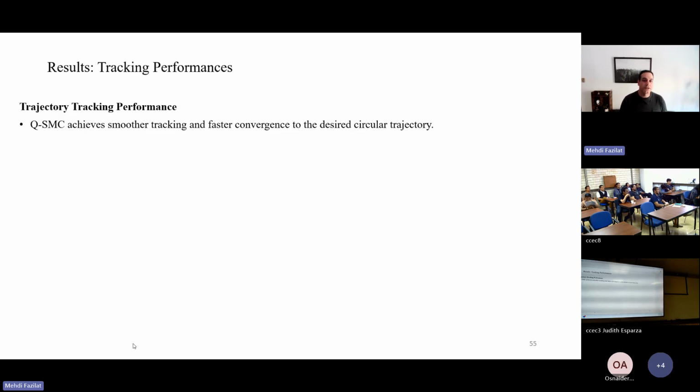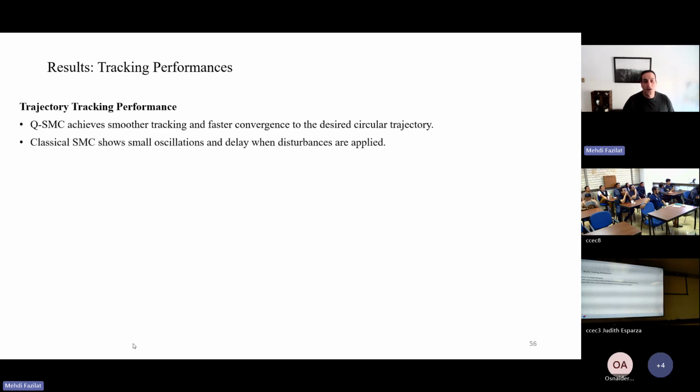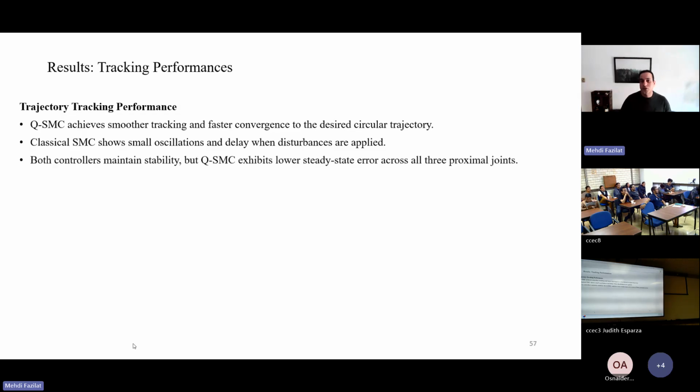We examined many important performance metrics for the robot controller. For tracking performance, the quantum controller achieves smoother motion and faster convergence. On the other hand, the classical one presents a small oscillation and a delay when the disturbances are applied. But overall, the quantum controller presents very good performance compared to the classical one.